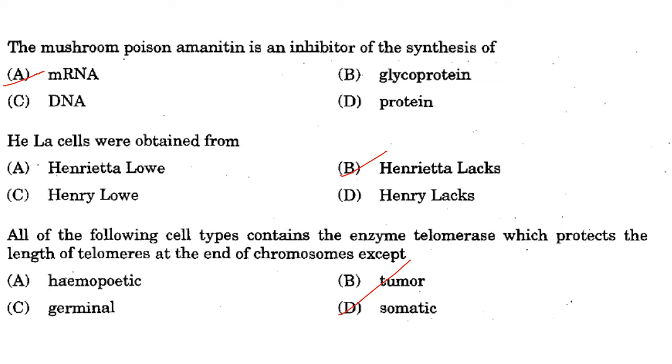All of the following cell types contain the enzyme telomerase, which protects the length of the telomeres at the end of the chromosome except. So, telomerase is not usually active in most somatic cells, that is the normal cells of the body, but it's active in germ cells, the cells that make sperm and egg, and some adult stem cells. And telomerase is active in 85 to 95% of the cancers. So, answer is option D, somatic.